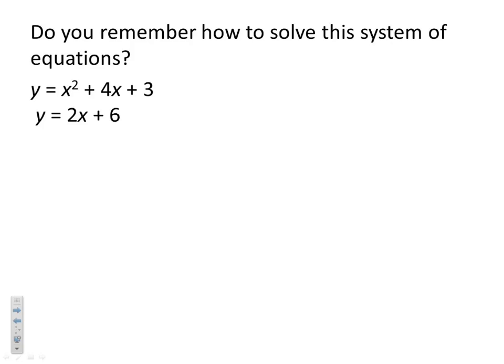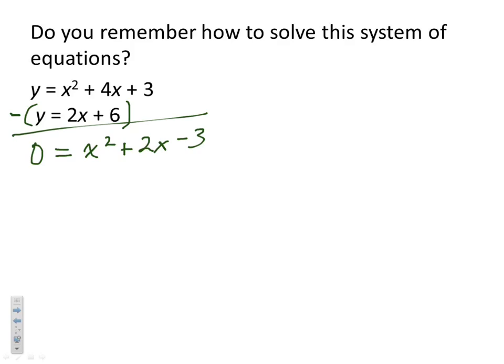So now what I'm going to do is I'm going to subtract the bottom equation from the top. And when I do that, the y's are going to cancel, right? So if I subtract the bottom one from the top one, I get 0 equals x squared plus 2x minus 3. Guess what? We're back where we started again, right?